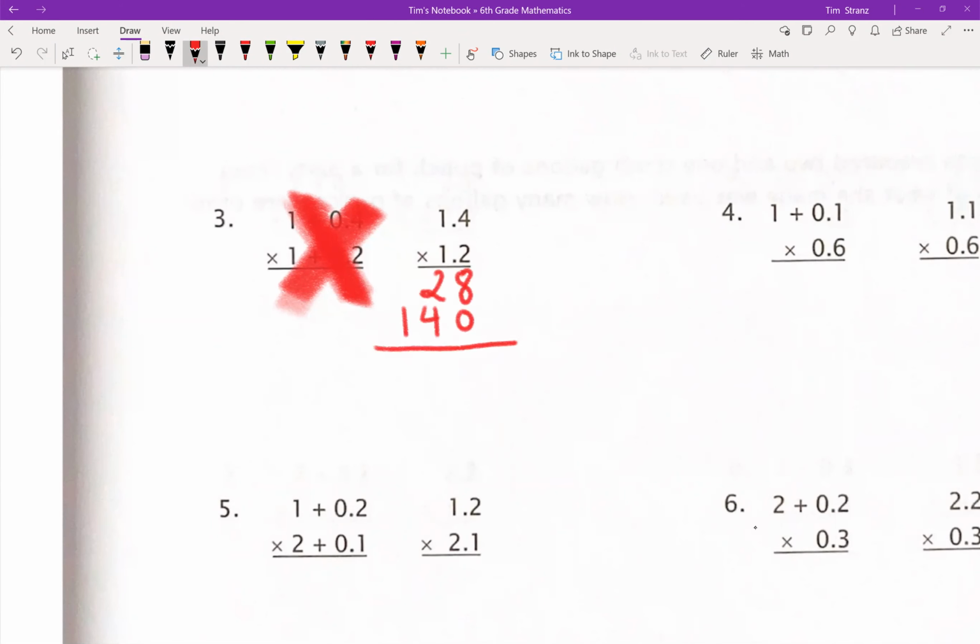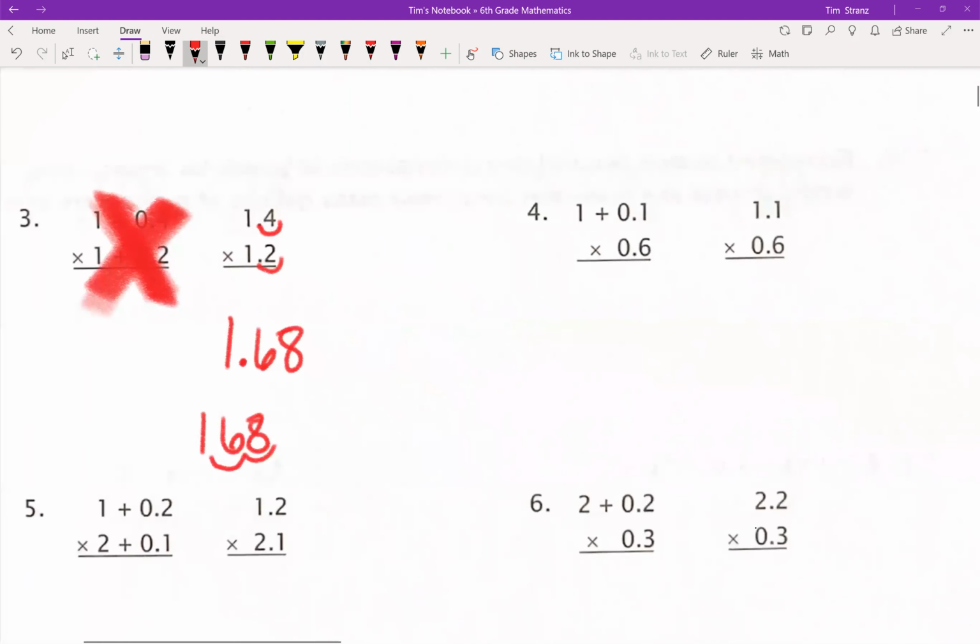We add these numbers together. Notice how they're in a nice straight line. That is very important when you're multiplying decimals. Okay, so 8 plus 0 is 8. 4 plus 2 is 6. And then you got a 1 here. Okay, so I'm going to write that right under here, 168. Okay, how many decimal places do you have? Well, you move over 1 spot, you move over 2 spots. So in your answer, you need to move over 1, 2 spots. So your answer is 1.68. Okay, let's look at number 4.